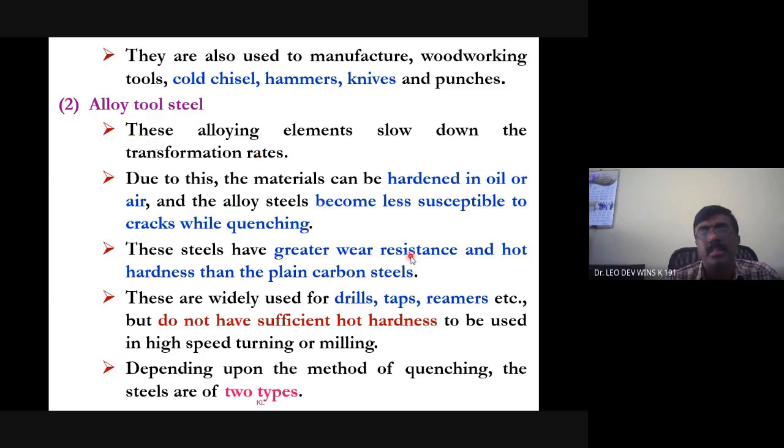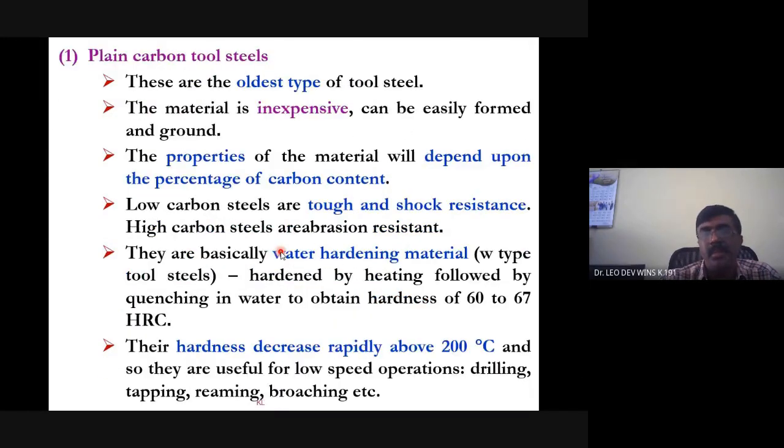This is also hardened with the help of heating and sudden quenching, either in oil or air. Air means high velocity cold air, which can also be used for quenching, apart from the normal quenching. It has greater wear resistance and hot hardness when compared to the previous version. Since alloying elements are added, it will have improved properties when compared to the previous one.